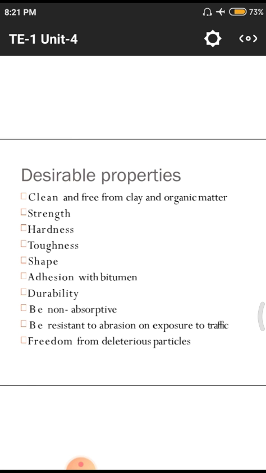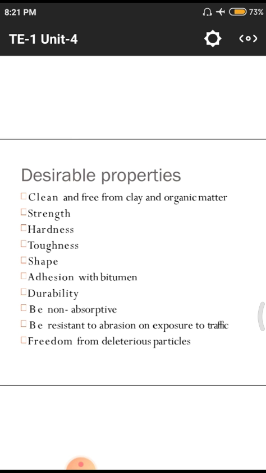Next one, freedom from deteriorating particles. It means that if we have flexible pavements in summer seasons, we will observe some sticky pattern. Automatically, when we have a huge amount of temperature from 12 to 3 p.m., a huge amount of heat will be on the road surfaces.